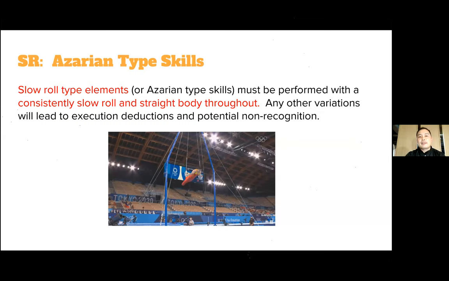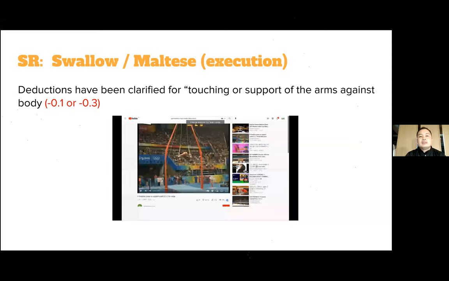And swallow and Maltese executions. Deductions have been clarified for the touching or support of the arms against the body, 0.1 or 0.3.